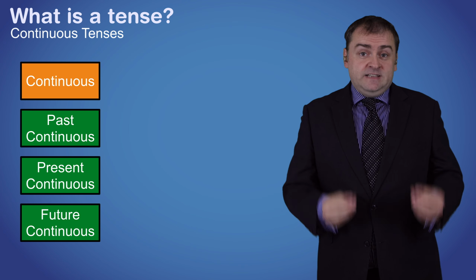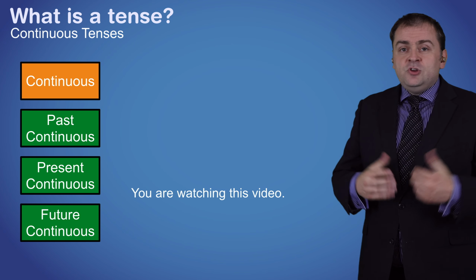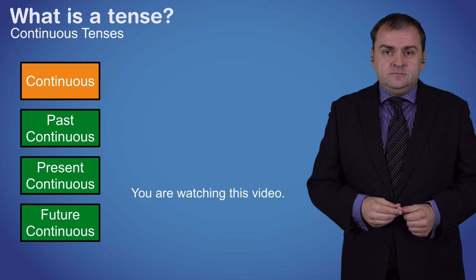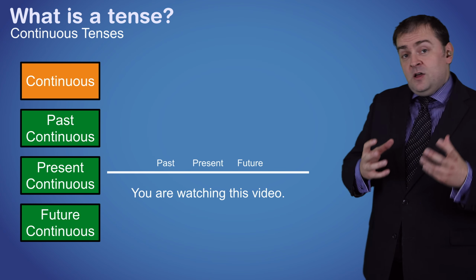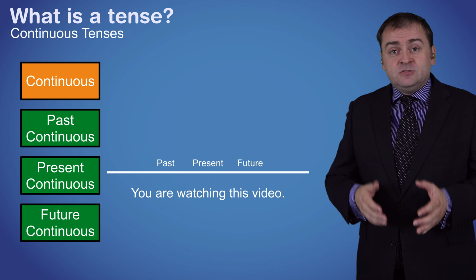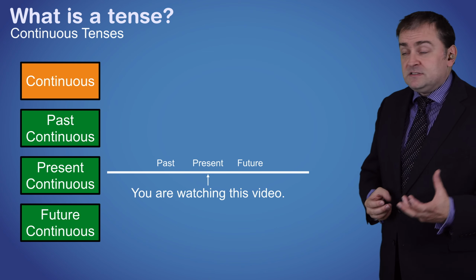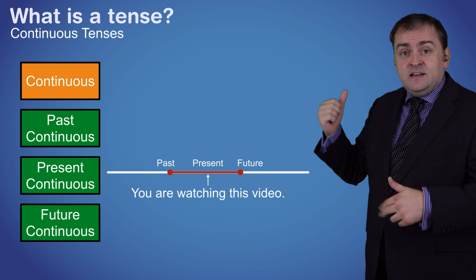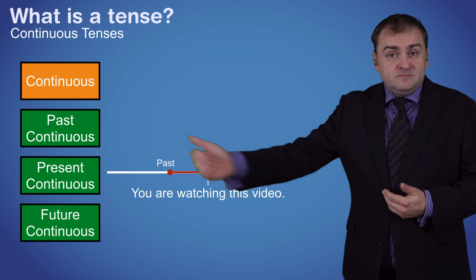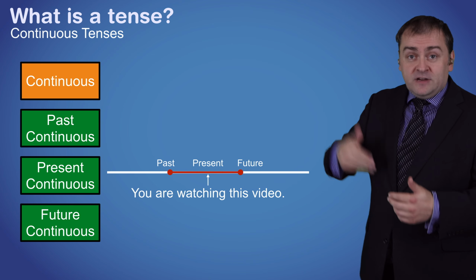Looking at the continuous tenses, we'll start with an example. You are watching this video. We can see on this timeline that we are talking about the present. So the time of action is present. You started watching this video in the past, and it will stop in the future. So the action takes place in the past, present, and future.